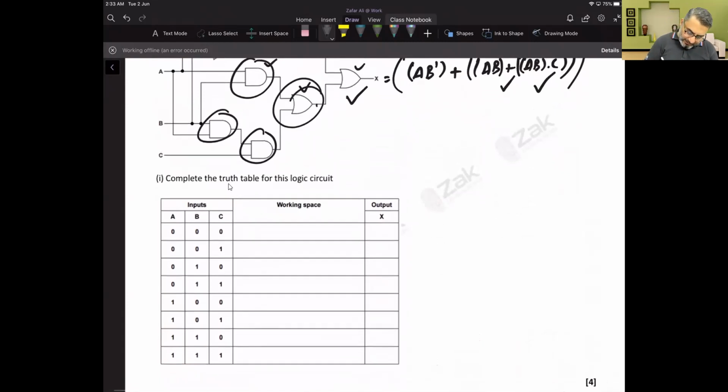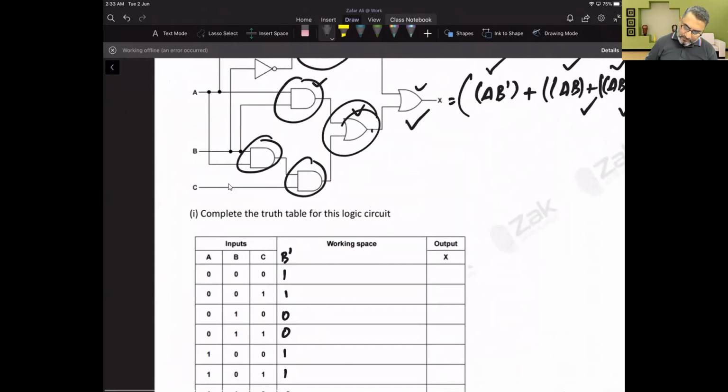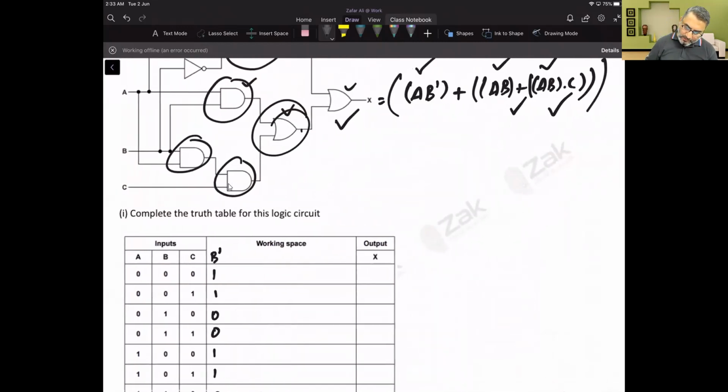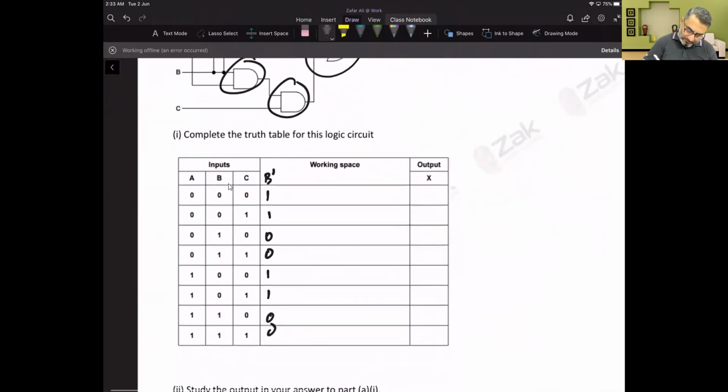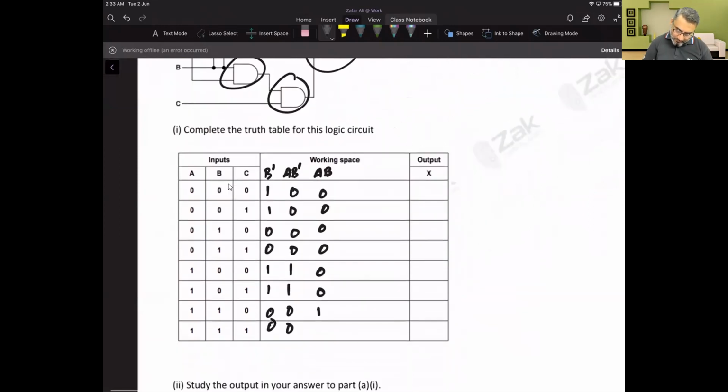A and B naught. So let's solve B naught first. 1 1 0 0 1 1 0 0. Then we have A B naught. So A B naught: 0 0 0 0 1 1 0 0. Then we have AB: 0 0 0 0 0 0 1 1.